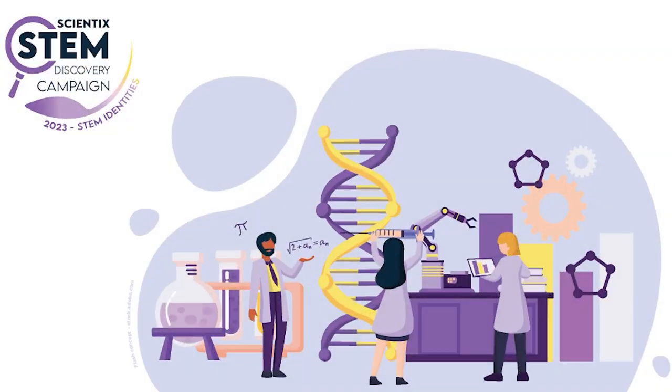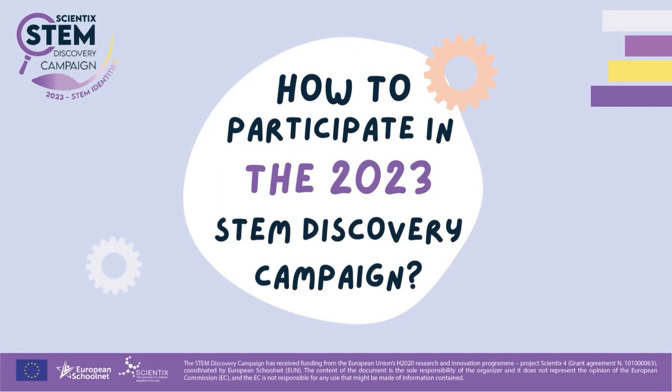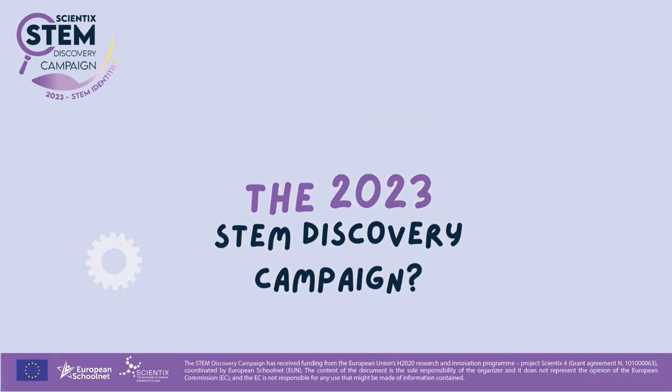So how can people participate? First, they need to organize, to contact, to participate in STEM-related activities. Then, they need to register to the Scientix portal. But you know what? We have a great video on the STEM Discovery Campaign website that presents all the steps that someone needs to follow and share their activity on the map. It's here.